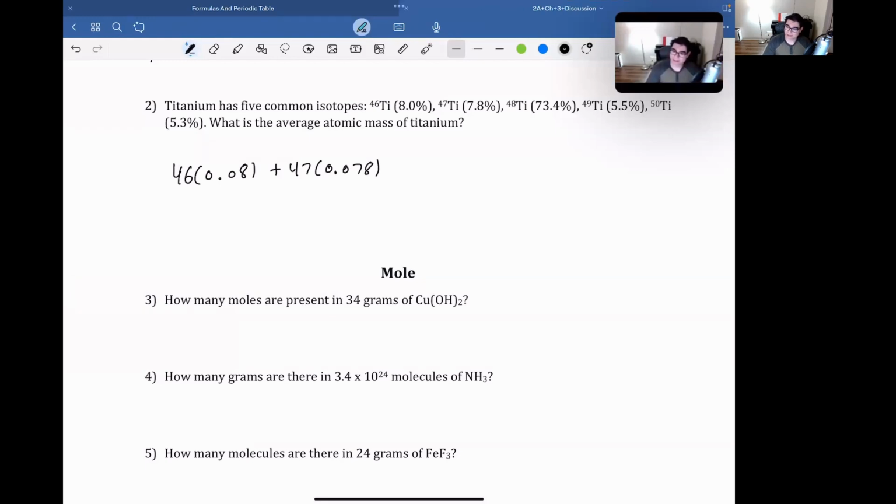Also note these decimals, right? Make sure you're converting correctly. 0.8% is 0.008, not 0.8. 0.8 is 80%. You will get it wrong if you do that. 48 times 0.734. My gosh, so many. But you can see the procedure is exactly the same. It's really not too hard.